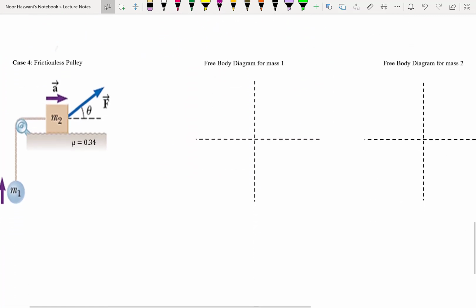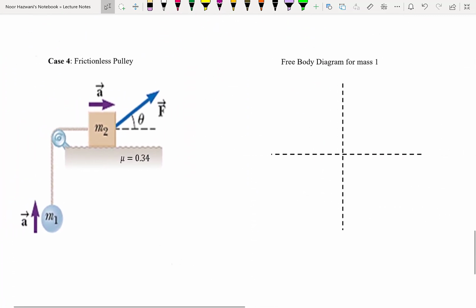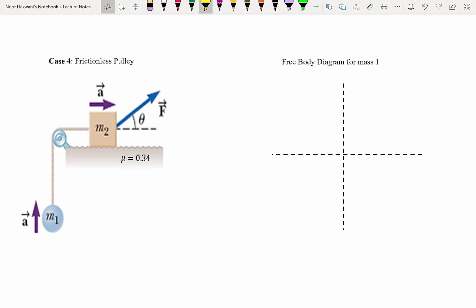Okay, moving on to the last case, which we have frictionless pulley. For this case, we have two objects, M1 and also M2. So we have two free body diagrams to be drawn. Let's identify the forces acting upon the object first. For M1, definitely we have weight, and then also tension, since it is tied by a string.